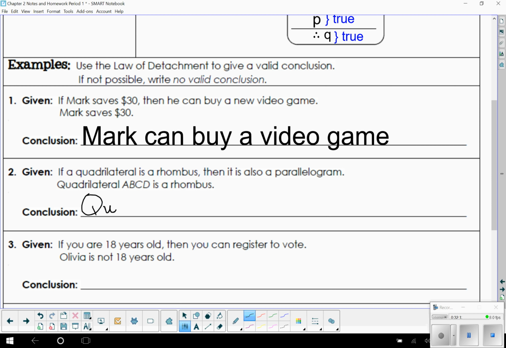Quadrilateral ABCD is a parallelogram. And yes, you have to state it.